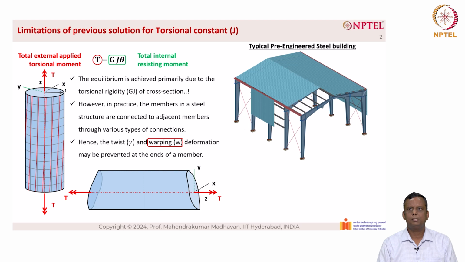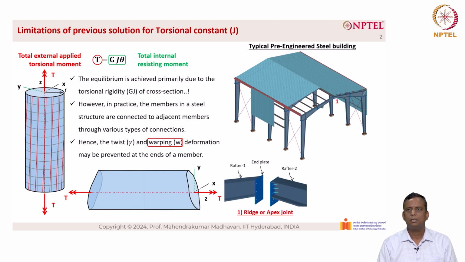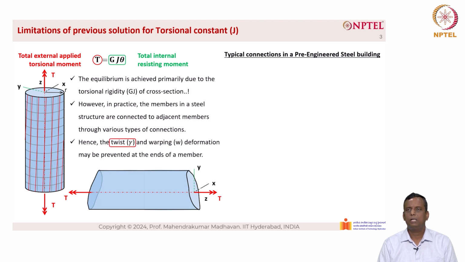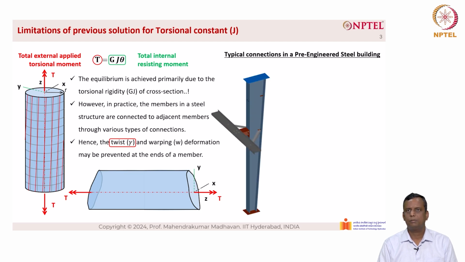Now, the typical pre-engineered steel building is shown on the right-hand side. Here we have two types of connections. Connection 1 is the ridge or apex joint. We can see the rafter on the left-hand side and the rafter on the right-hand side getting connected through the end plate. Likewise, you have connection 2, which is the eaves or knee joint. You can see the end of the rafter connected by an end plate to the top of the column. Both these connections prevent any type of axial deformation. Hence, warping is restrained.